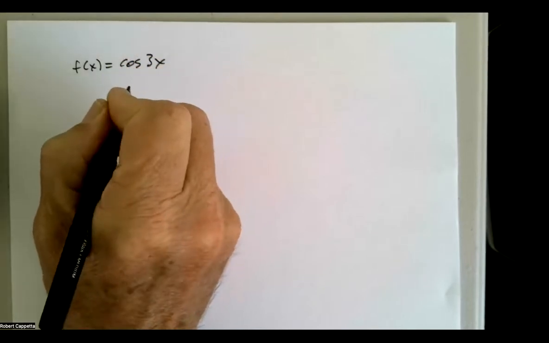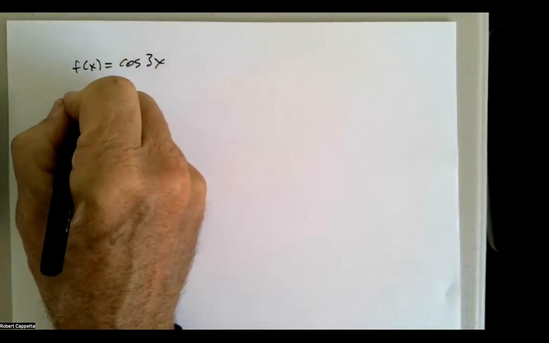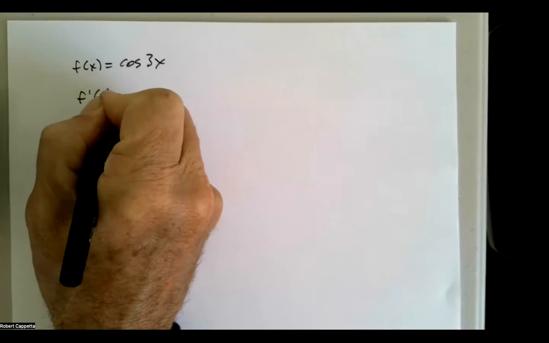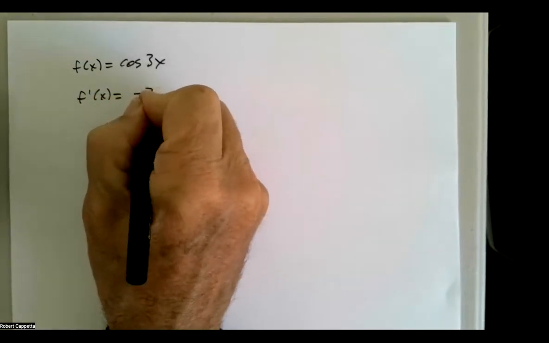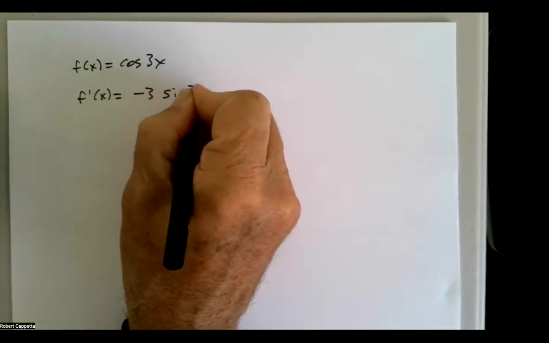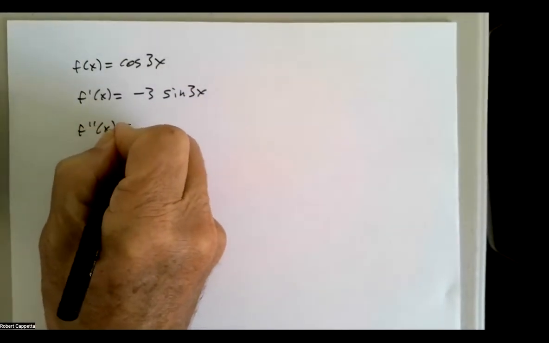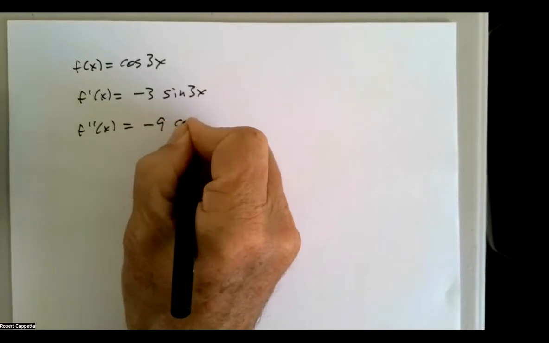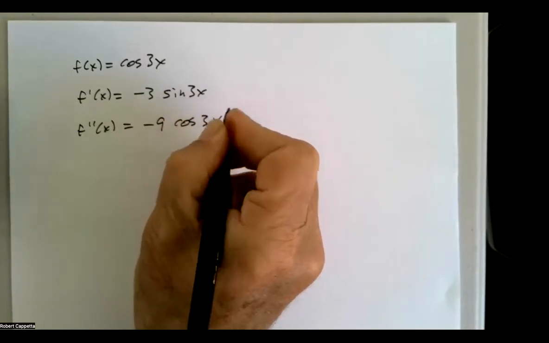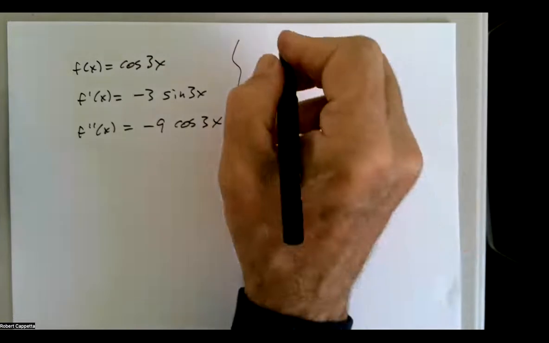Using the chain rule, we believe that f prime of x is negative 3 sine 3x. And we believe f double prime of x is negative 9 cos 3x. And I want to check these, and I'm going to use Desmos.